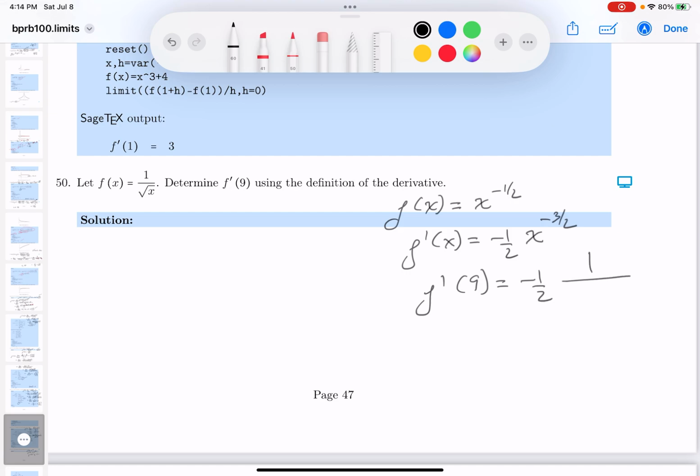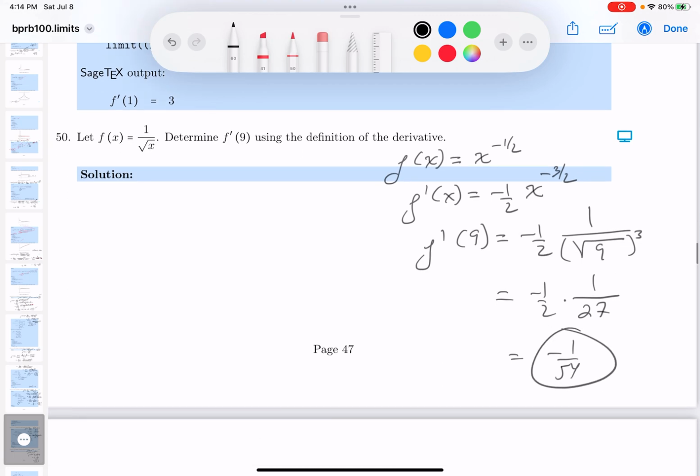This is going to be 1 over, let's see, the square root. Whoops, that's not the square root, is it? The square root of 9, and then I'm going to cube it. Let's see what you get there, minus 1/2. And what do you get there? Square root of 9 is 3. 3 cubed is 27. So what do you get? Minus 1 over 54.